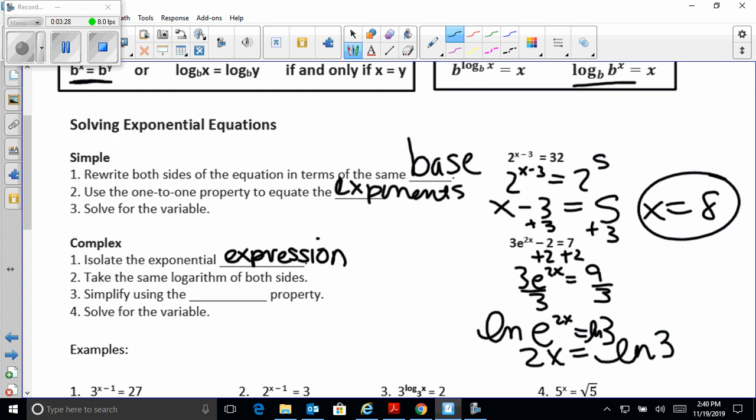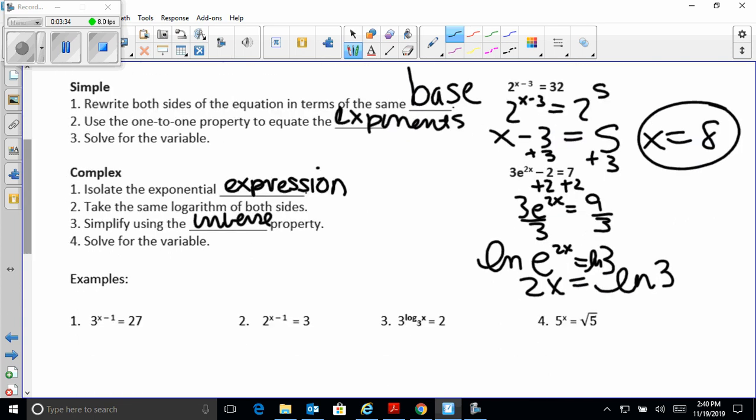And then I can simplify that using the inverse property, which was what I just did. Then I can solve this by dividing by 2. So x is equal to the natural log of 3 divided by 2. You guys should put that in your calculator. A lot of times when you're told not to use a calculator, that's where you would leave your answer. If you can use a calculator, you put it in there, and you would get approximately 0.549.